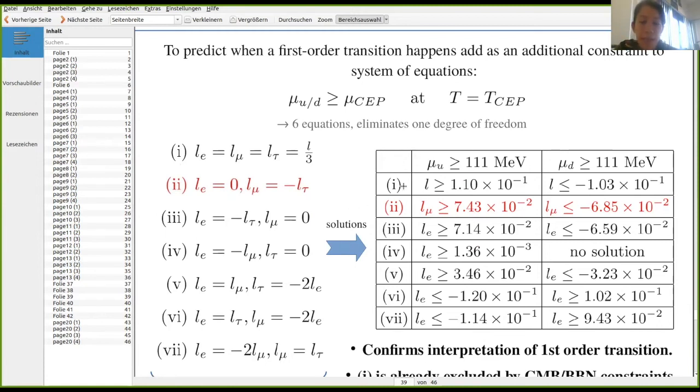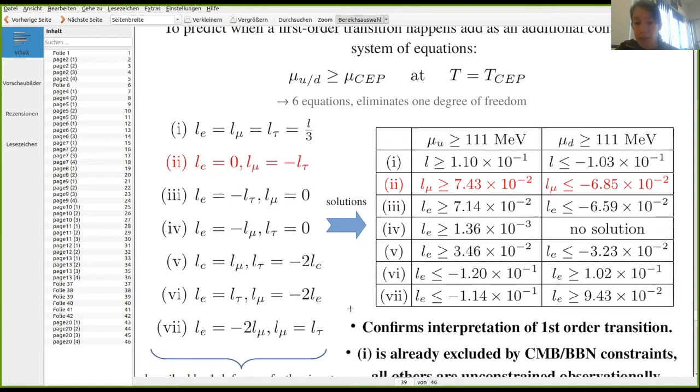Maybe it's worth mentioning that the first one, the one with equal lepton flavor asymmetries, would require a total lepton asymmetry that is larger than roughly 10 to the minus 1. And that's already excluded by the CMB and BBN constraints. So this simply shows that in case of equally distributed lepton flavor asymmetries, we can already exclude the appearance of a first order cosmic QCD transition. The other scenarios of unequal lepton flavor asymmetries all have solutions, so they are all able to induce a first order cosmic QCD transition.